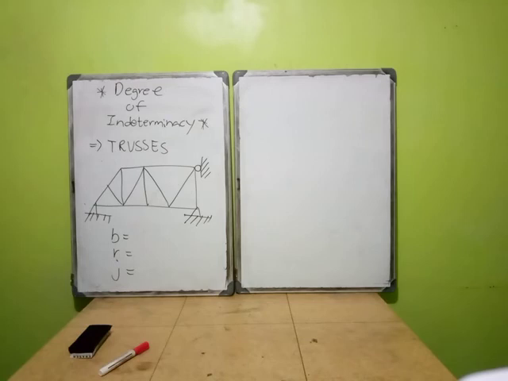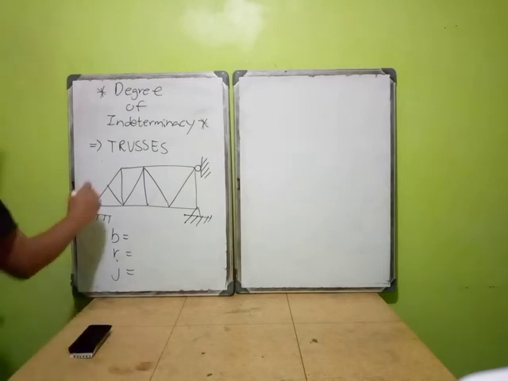Okay? So, uulitin ko pa. I repeat it multiple times para maalala nyo. Yung B is the number of bars or members. R is the number of reactions. And J is the number of joints. So, ano yung B dito?